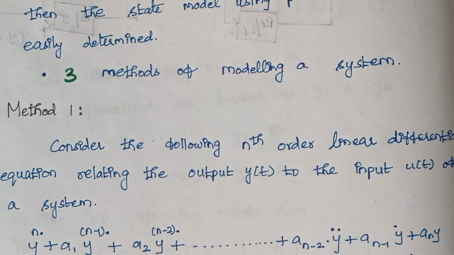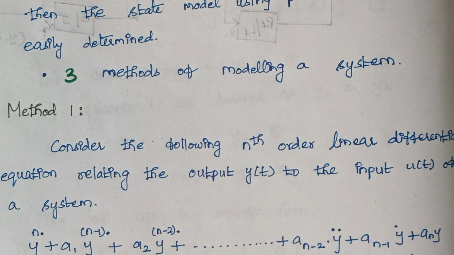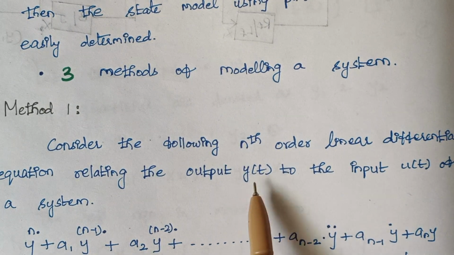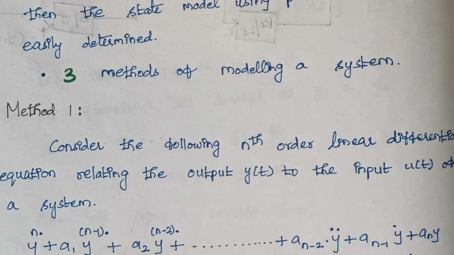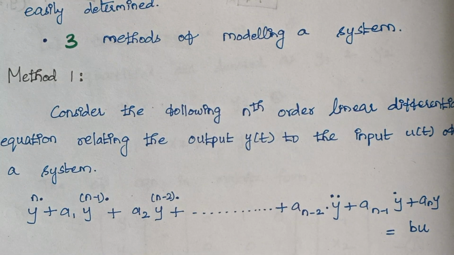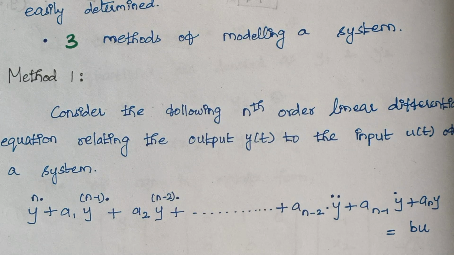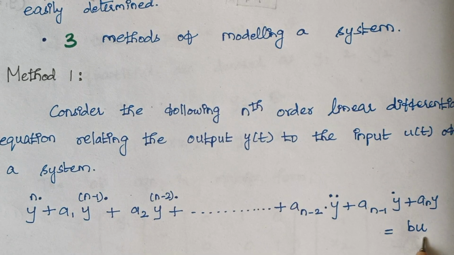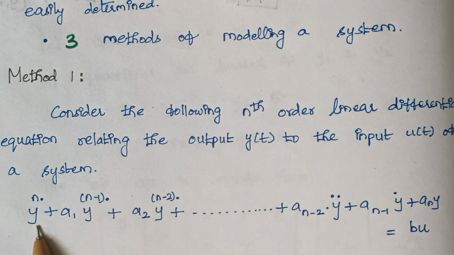So here we have a differential equation, right? The differential equation relates the input and the output. Here the input is u of t and the output is y of t, right? So this is the differential equation. This is a general form of representing a differential equation for this analysis. So here, as we know, u is the input and y is the output, right?